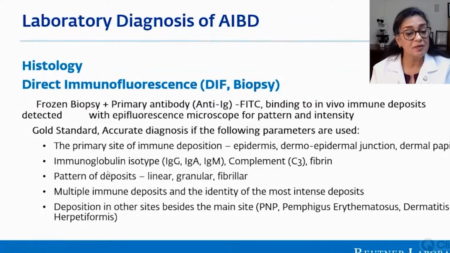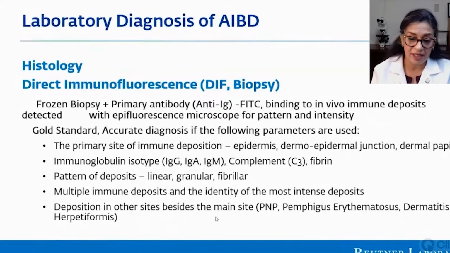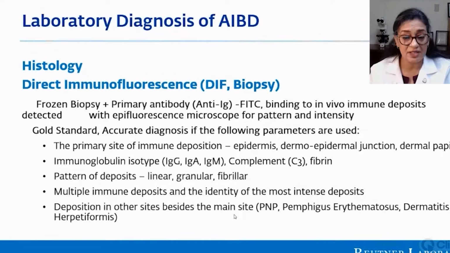used. What is the primary site of immune deposition? Is it the epidermis or the dermo-epidermal junction or dermal papillae? What is the immunoglobulin isotype? Is it IgG, IgA, IgM, or complement? And sometimes you can see fibrin. What is the pattern of deposits? Is it linear, granular, or fibrillar? Are there multiple immune deposits? And if yes, what is the identity of the most intense deposits? Also, deposition in other sites besides the main site should be looked at, and we will discuss this later.